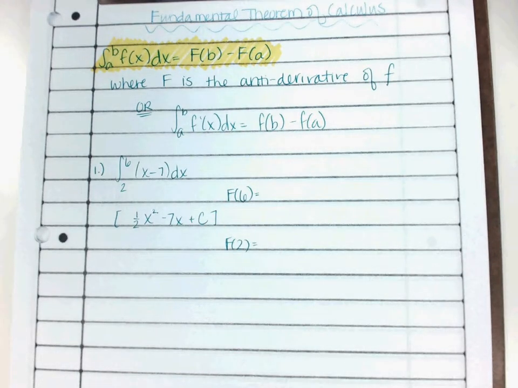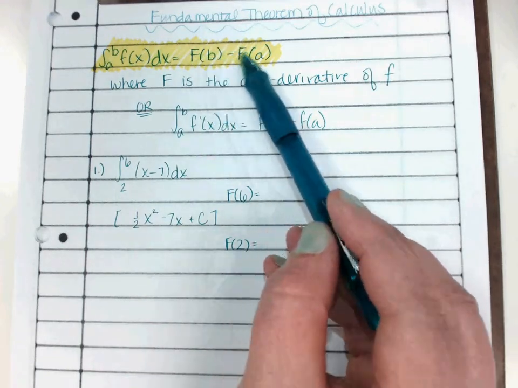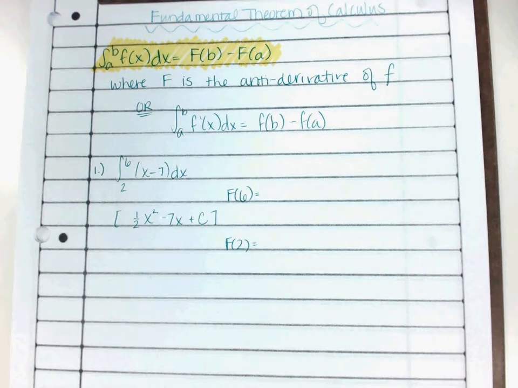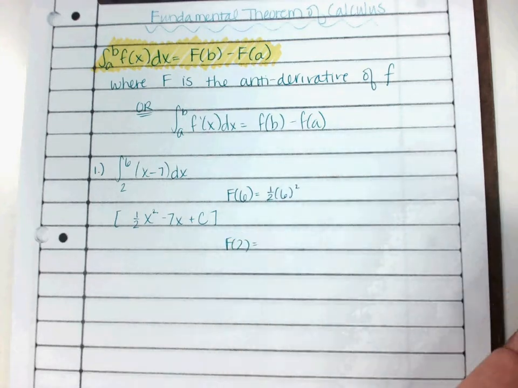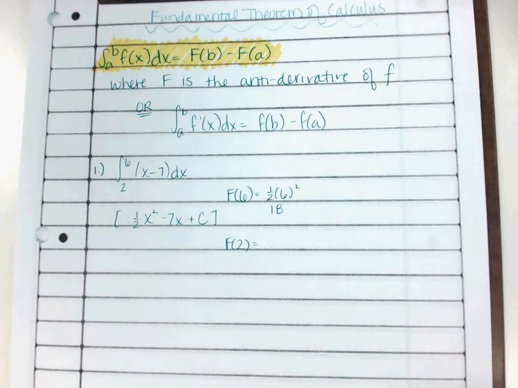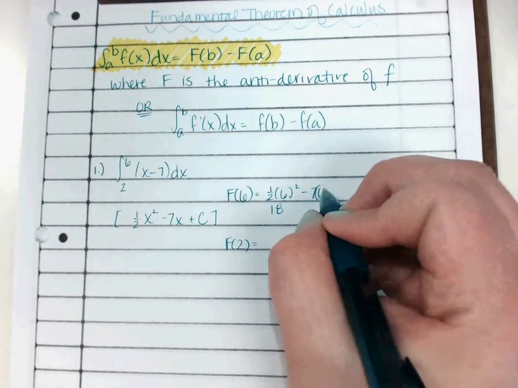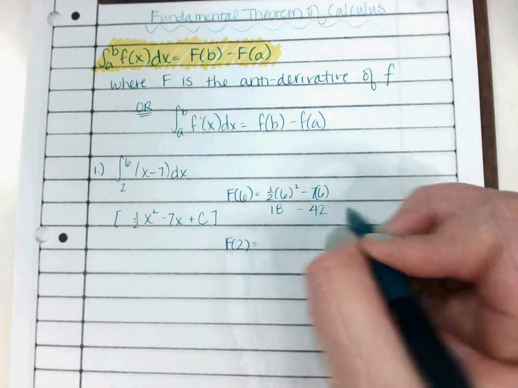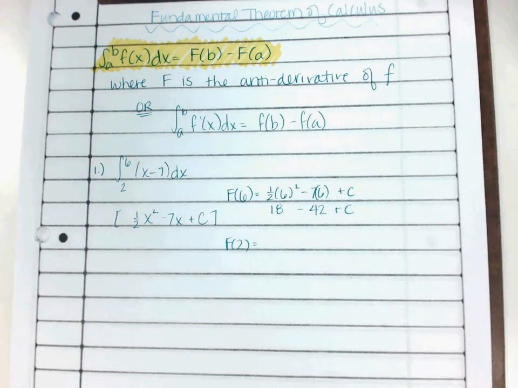Okay, and then what am I going to do with capital F of 6 and capital F of 2? I'm going to subtract them at the end. So I'm going to plug them in, find the numbers, then minus. Okay, so 6 first. What is half of 6 squared? So 18. Minus, then I want 7 times 6. That's 42. Now remember, there's still a plus c on the end here. We're going to just kind of ignore that right now. What's 18 minus 42?